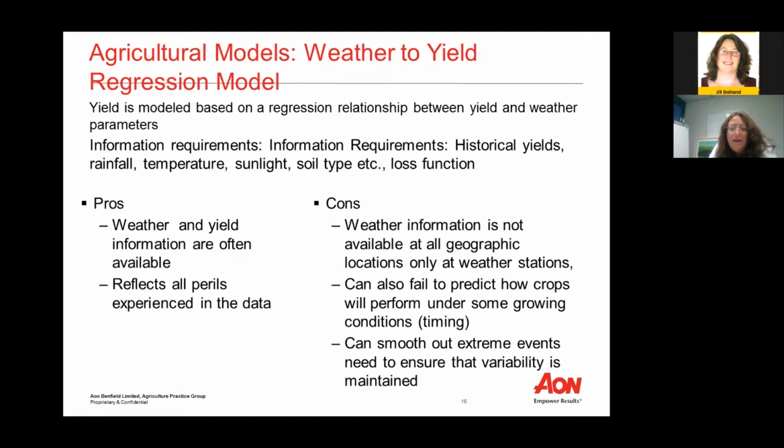But in addition, whenever you regress something, you tend to smooth out the outliers, and in our case, outliers tell us a lot of information. Outliers tend to be extreme events, like a very extreme drought, and you want to make sure you keep that in your model. You don't want to lose that.